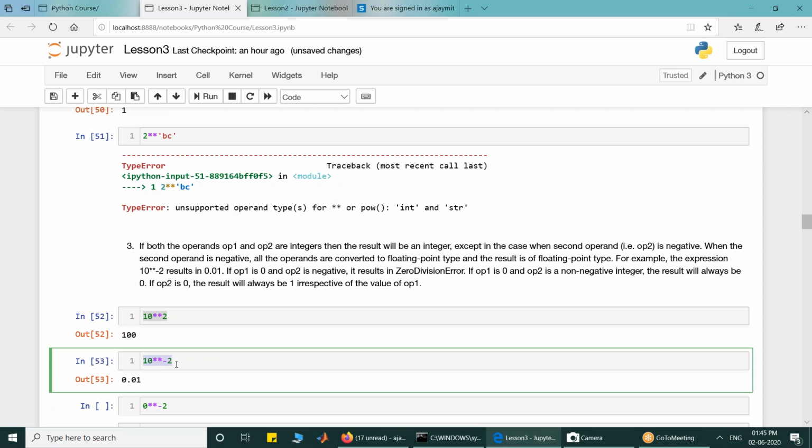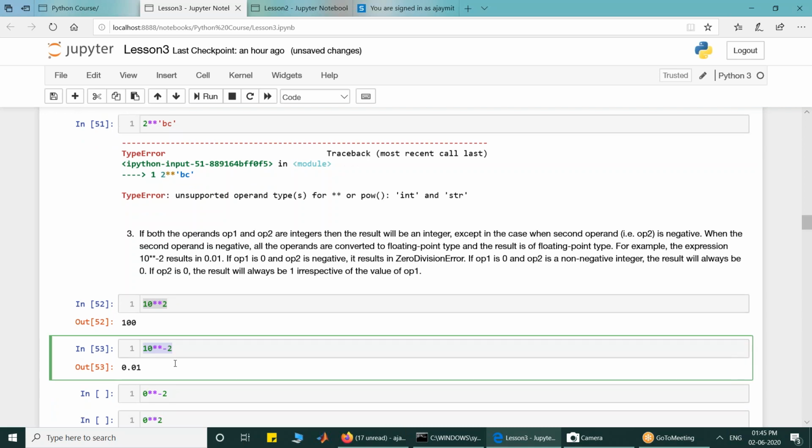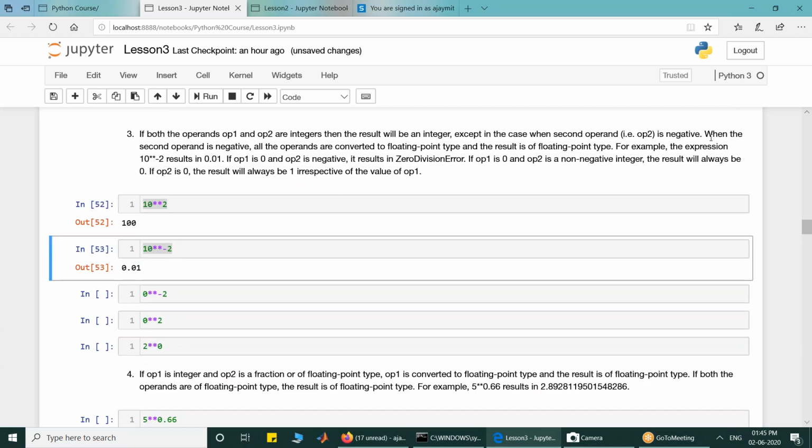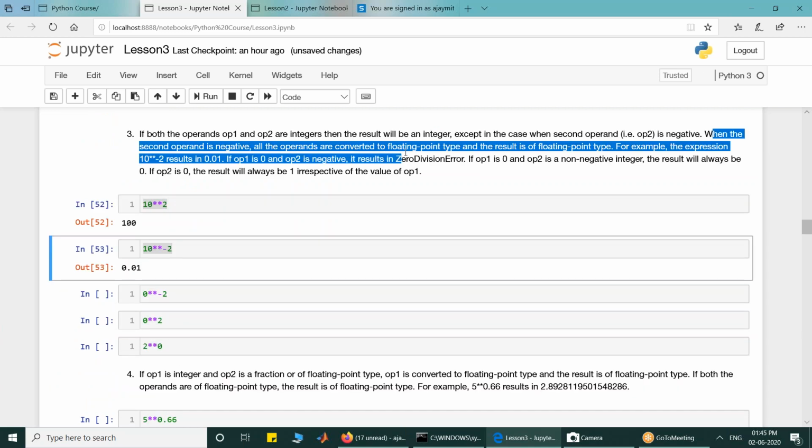So this is 1 upon 10 raised to power 2, 1 upon 100. So that comes out to be 0.01. Very important rule that you must remember: when the second operand is negative, all the operands of the power operator will be converted to floating point type, and the result will come out to be a floating point number.